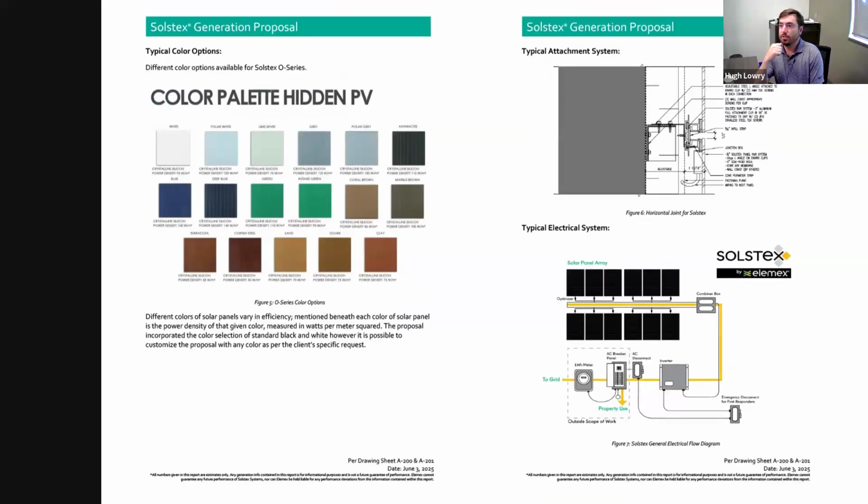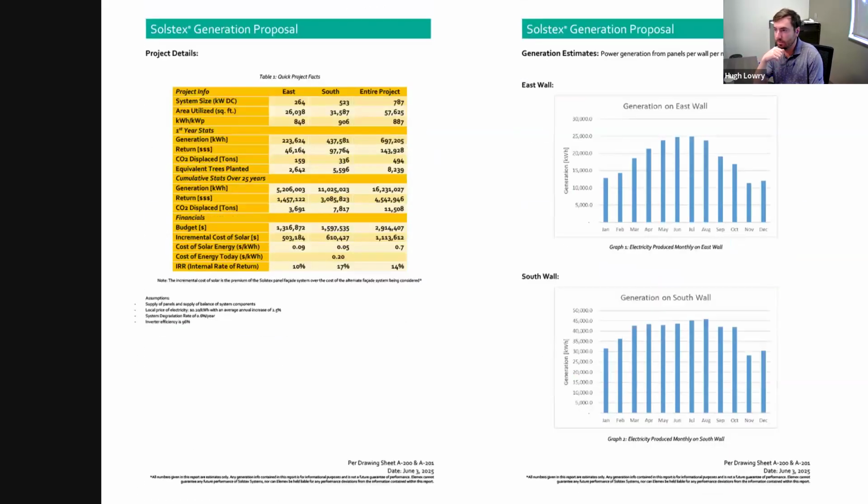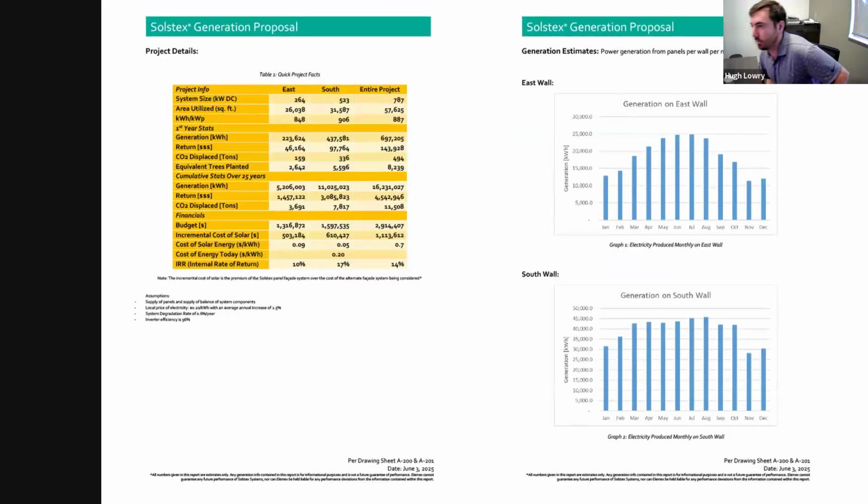We'll also outline some basic information like the color selection, how the attachment system works, what a typical electrical system looks like. We'll go into your project facts, like the amount of area utilized, the size of the project, what you can expect in the first year in both generation and return, what you can expect over 25 years in terms of generation and return, and some quick financials on the project so you can understand how much this is going to cost you and what your rate of return looks like.